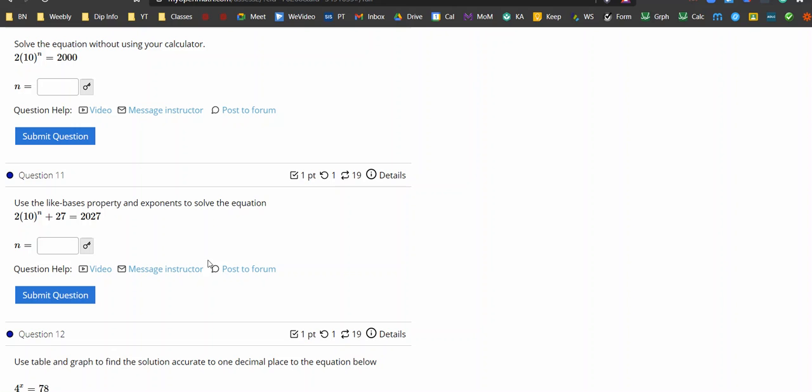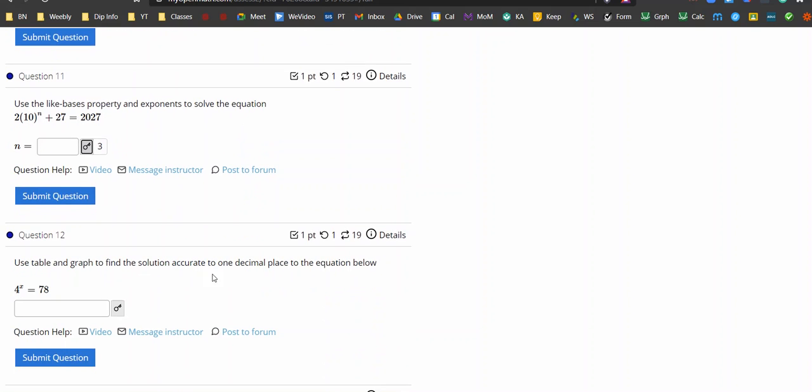So practice those skills, even though you can check. You can graph it and check to see if you're right, and you can also check with your answers. But make sure you're actually practicing these, guys.